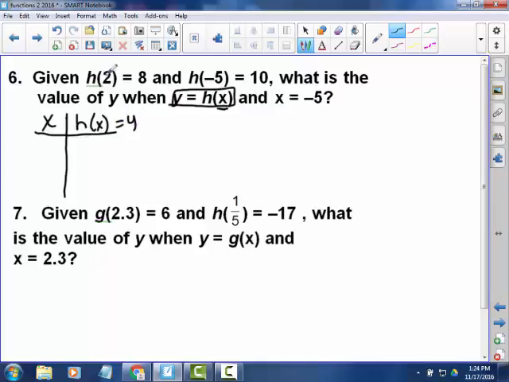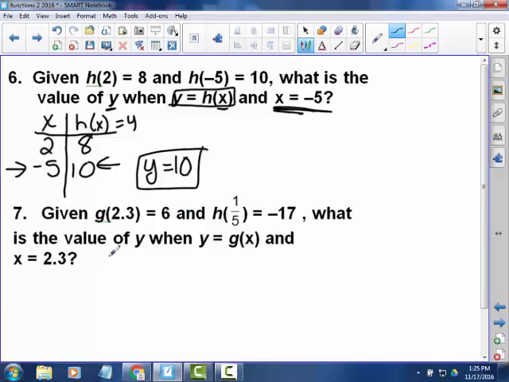From this statement right here, x is 2 and y, or h of x, would be 8. And this says negative 5 for x, and so 10 is our h of negative 5. And then the question is, when x equals negative 5, what is y? Here is where x equals negative 5, so what is y? Y is 10, so y equals 10.